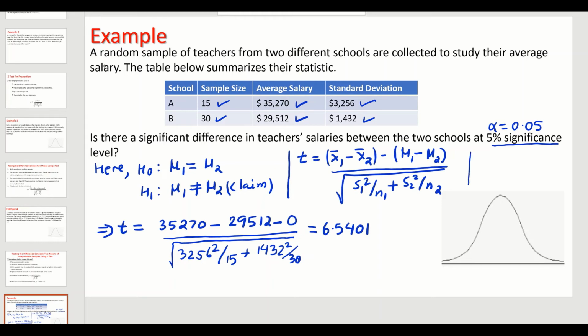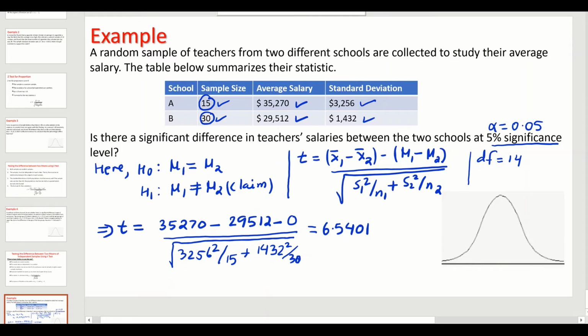Because we are using the t-test, we want to find the degrees of freedom. That is something you need to know. So degrees of freedom is the smaller of n sub 1 minus 1 and n sub 2 minus 1. The degrees of freedom for this one is 14, and for this one is 29. So the smaller of those two is 14, and the degrees of freedom for our case is 14.